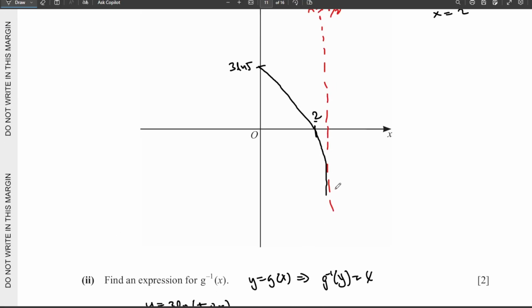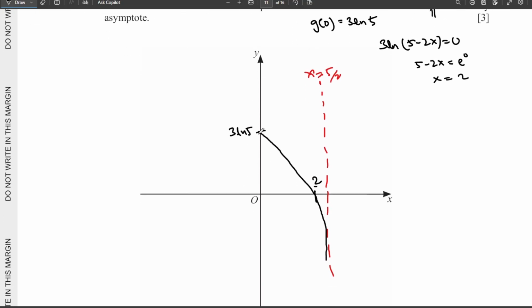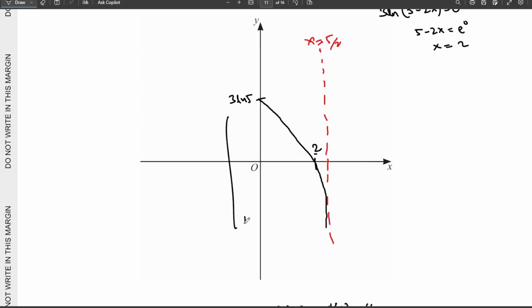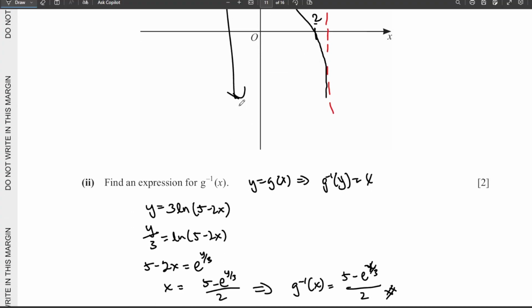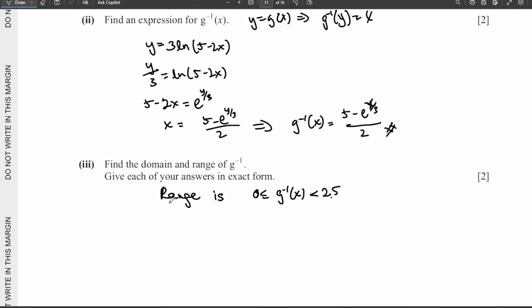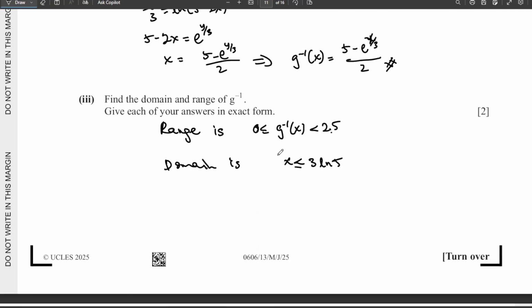Okay, next what we have is the domain. So we want to find the range of this graph. What we can see here is it starts at 3 ln 5 and it only goes downwards. And this will go downward to negative infinity, right? So it will just be going less than 3 ln 5, and that will be the domain. Okay, the domain will be x is less than or equal to 3 ln 5. Why do we include 3 ln 5? Because we include 0. Okay, so that's the reason.